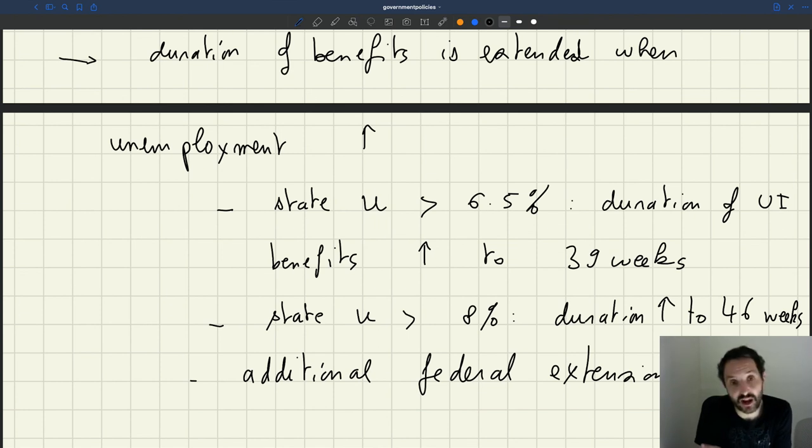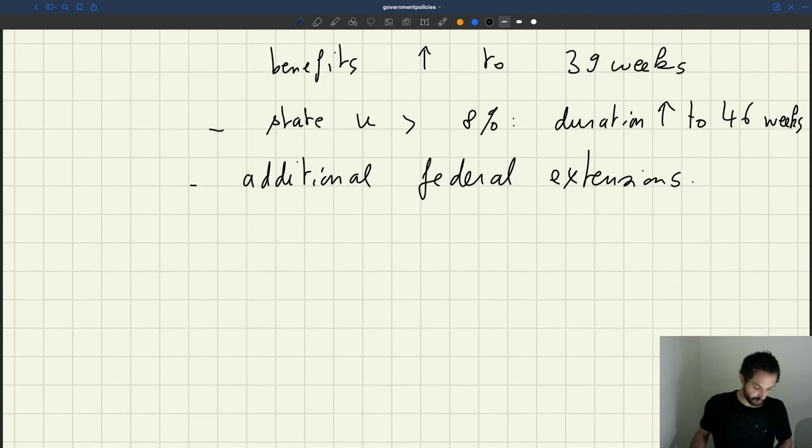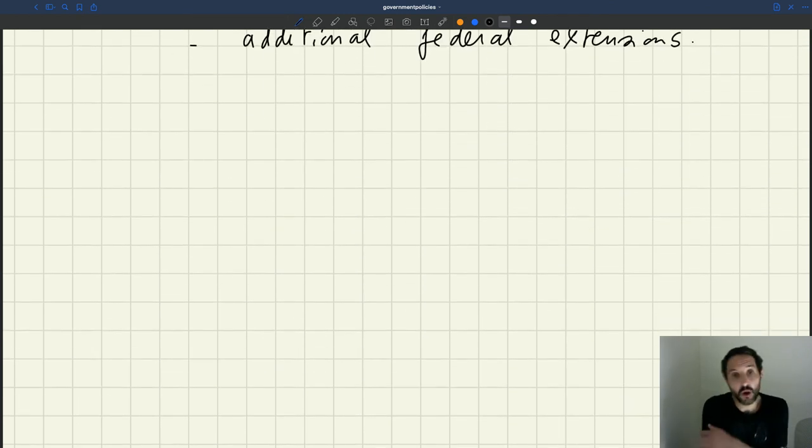So it's quite an interesting policy. UI is unlike other policies in that it's adjusted automatically over the business cycle. Okay, so this is the institutional context for UI. So now let's see how we can model unemployment insurance in a matching model, how we can insert it into the matching model, and what the effects of unemployment insurance are.